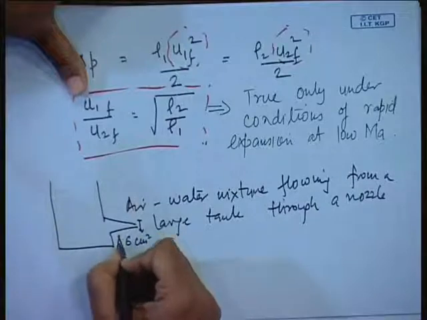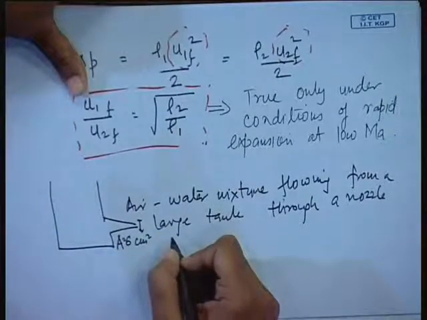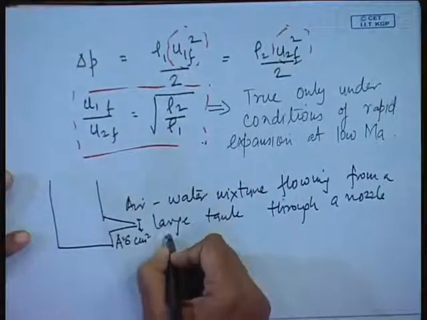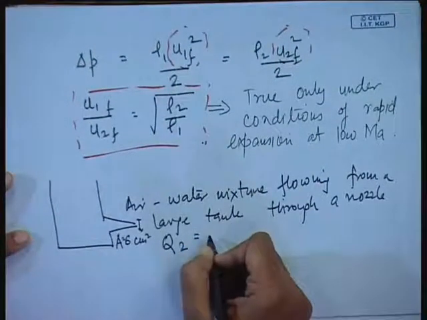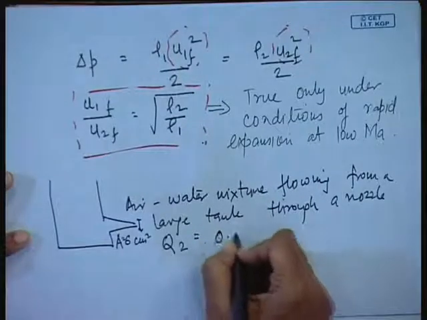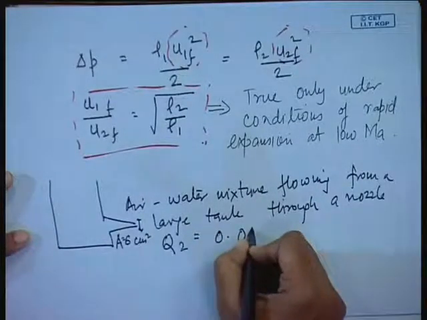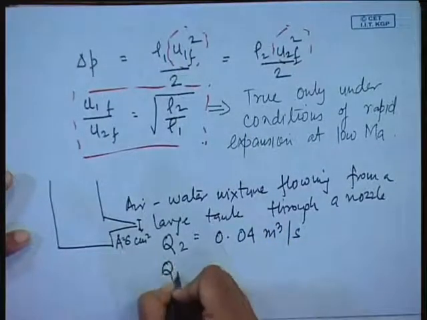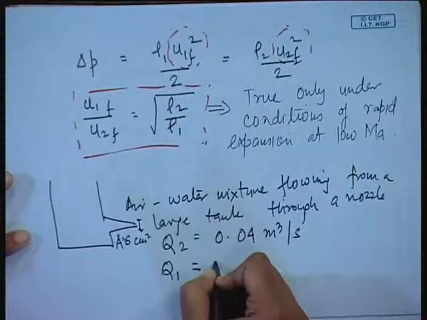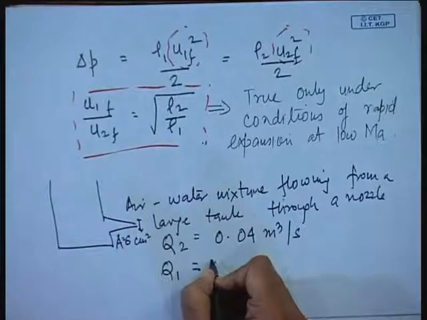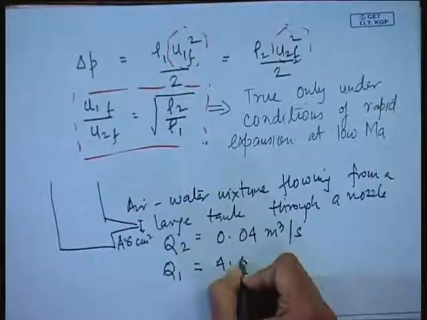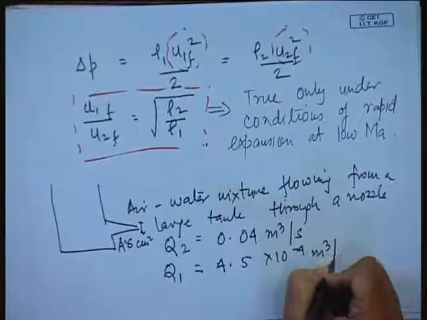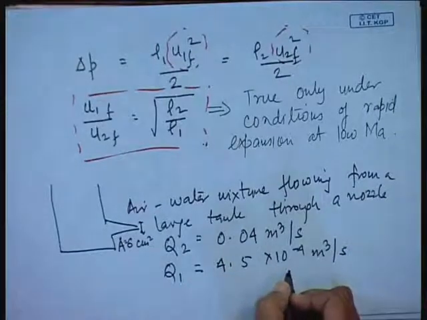Okay, A equals 6 cm², and I have the flow rates: Q air, or Q 2, is equal to 0.04 meter cube per second. Q 1 is equal to 4.5 × 10⁻⁴ meter cube per second. Okay, so this is all.